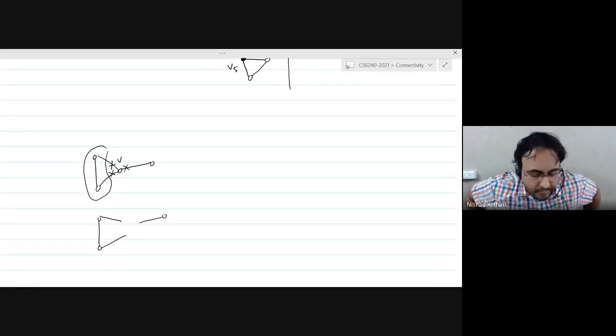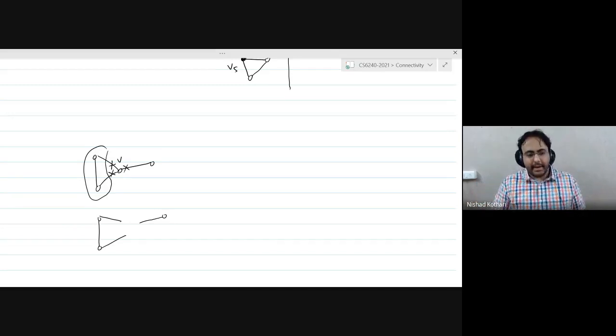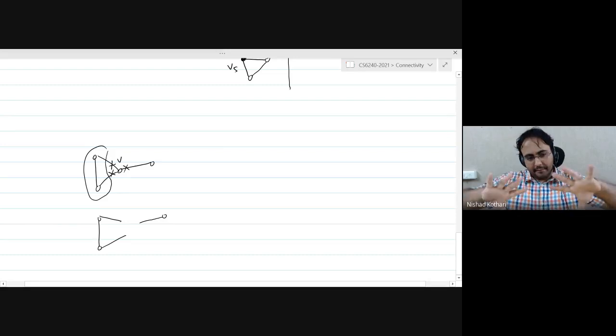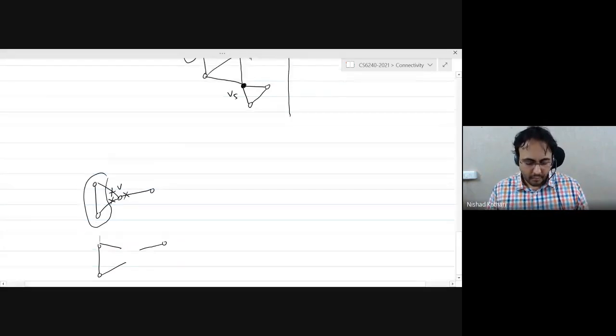Okay, good. Does everybody agree that this is an equivalent way of thinking about the cut vertex? If you use a scissor and you cut around that vertex, the graph will break into at least two pieces.